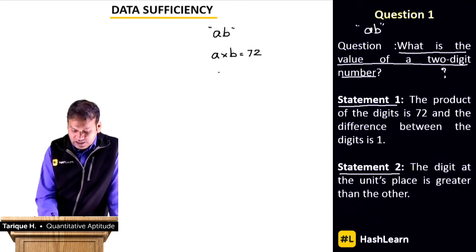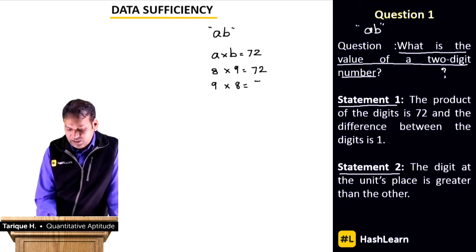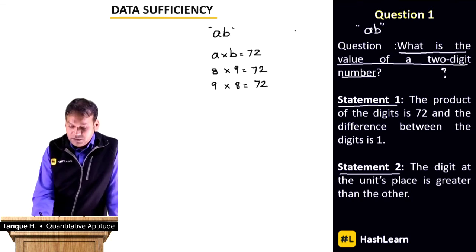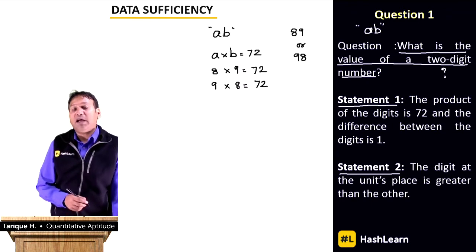So one thing we can say is that it could be 8 into 9 is 72, or it could be 9 into 8 is 72. That's the only way you can multiply two single digit numbers to get the product 72. And in both cases the difference between the digits is 1. That means the number could be 89 or it could be 98. There are two possible answers.